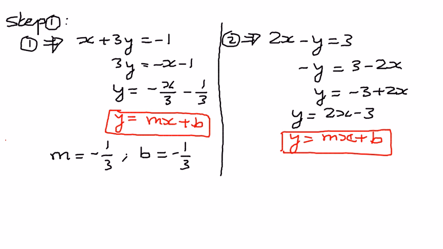And we want to identify the slope in this case. The slope is 2 over 1. And the y-intercept in this case is going to be equal to -3. So we have identified the slope and y-intercept for the first equation, and the slope and the y-intercept for the second equation. And now we are ready to represent this in a graphical manner.